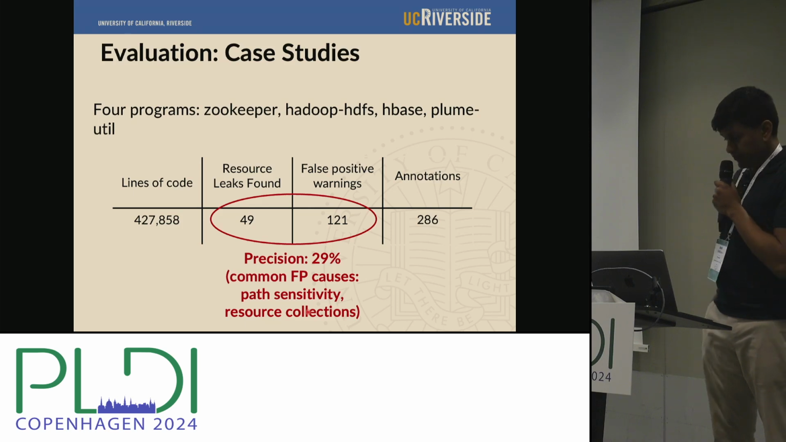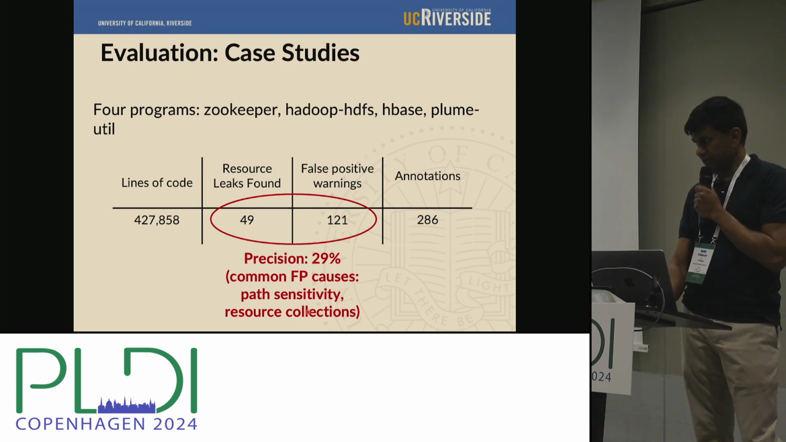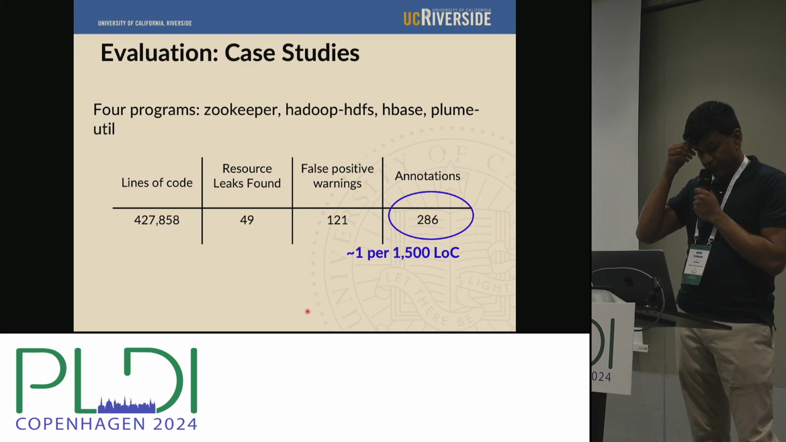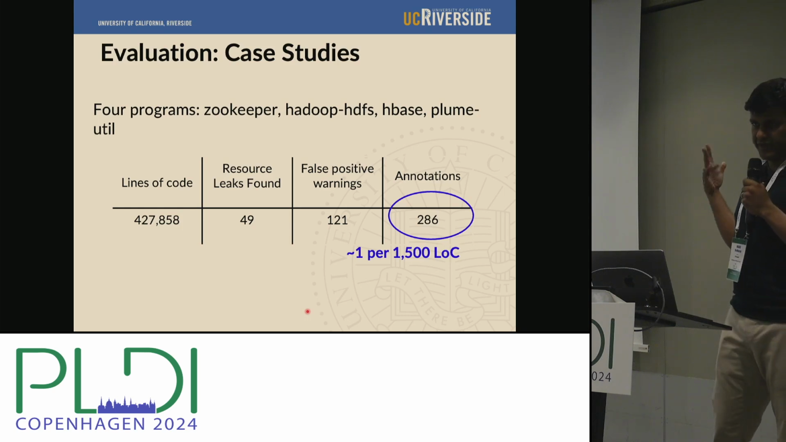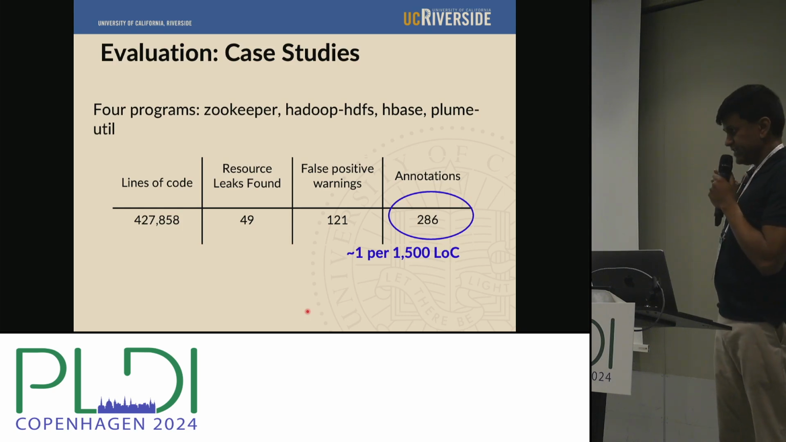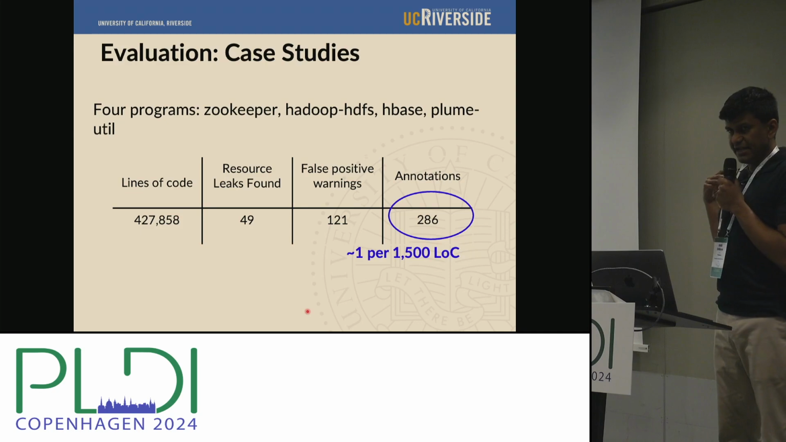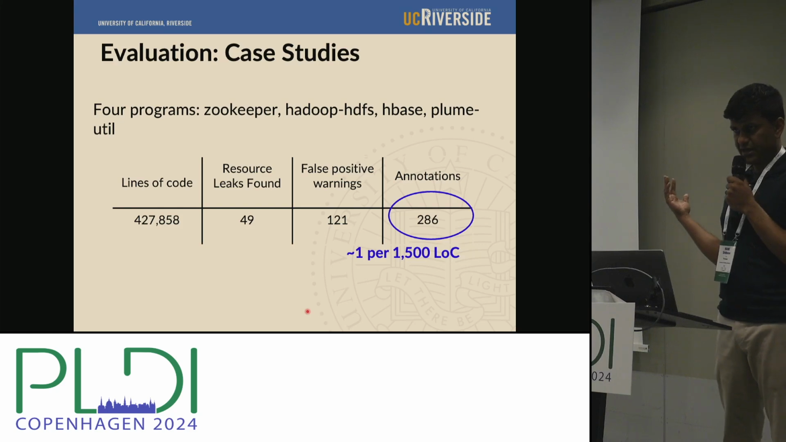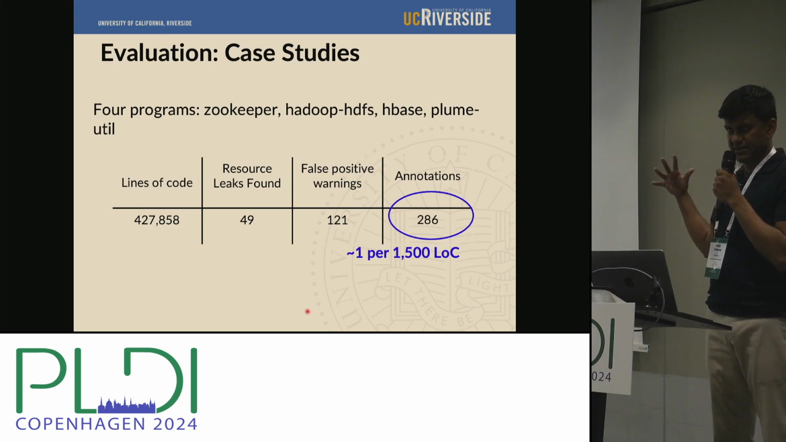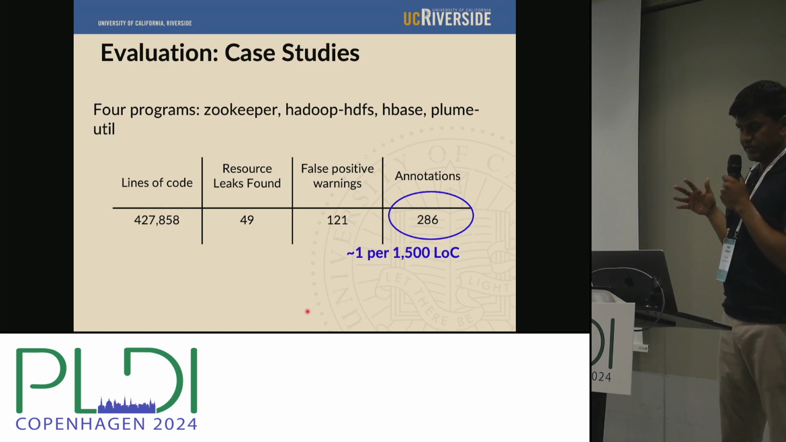So yeah, but we did find a lot of real leaks. In terms of the number of annotations, we think this is quite reasonable. It's roughly on average one annotation per 1,500 lines of code. And intuitively, it makes sense that you wouldn't need a huge number of annotations for this property, because you only need to annotate code that's related to resource management, like opening and closing resources and passing them around.